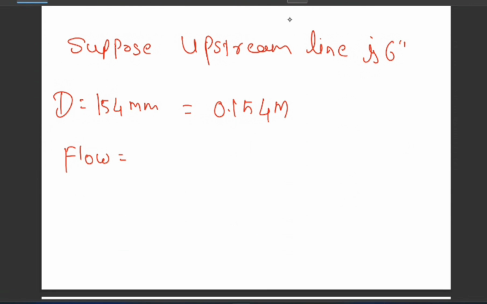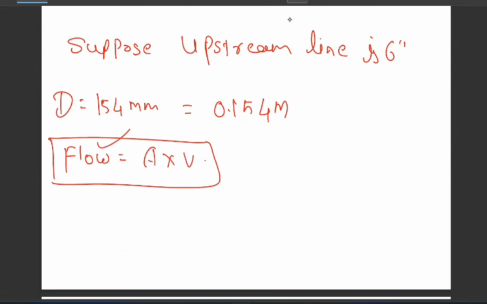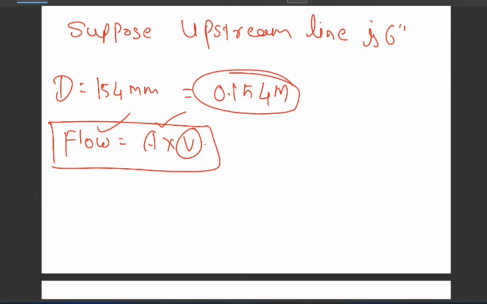Q is equal to... how to calculate the velocity? Area into velocity. Flow is equal to area into velocity. So we know the flow, we don't know the velocity. Now we have to calculate the area. For area, we know the tube diameter.